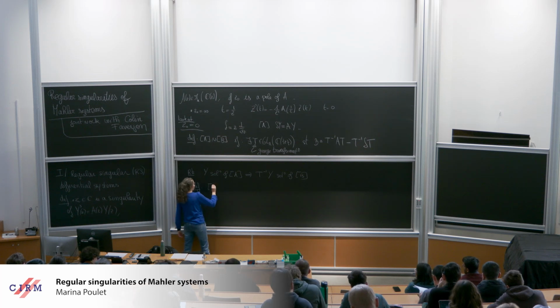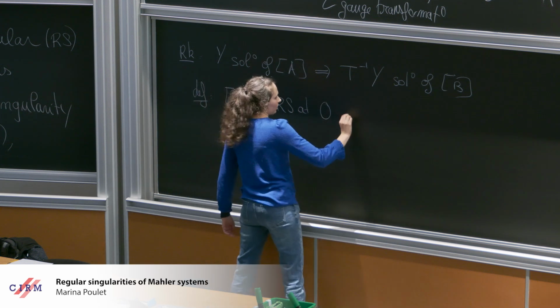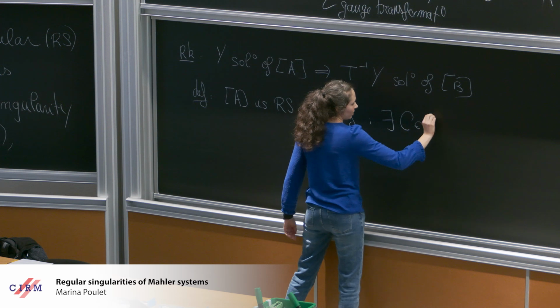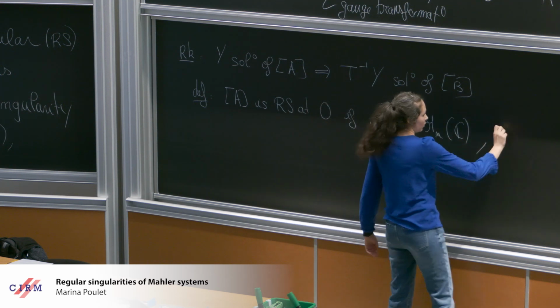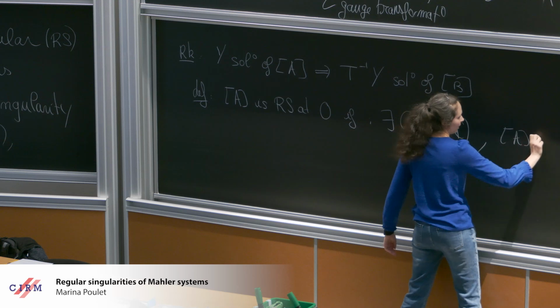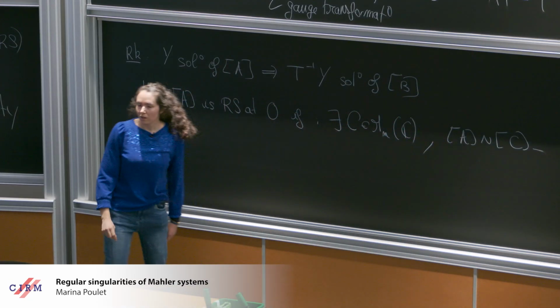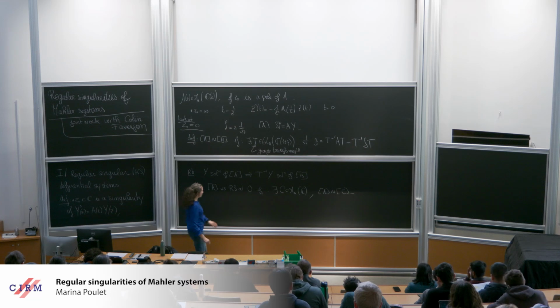So we say that this differential system is regular singular at 0 if there exists a constant matrix C which gives an equivalent system. Okay, so by definition, that is the definition of a regular singular differential system at 0. And you have the same kind of definition at other points.